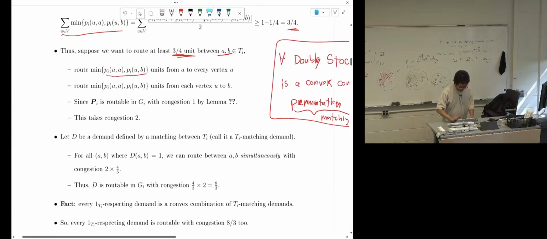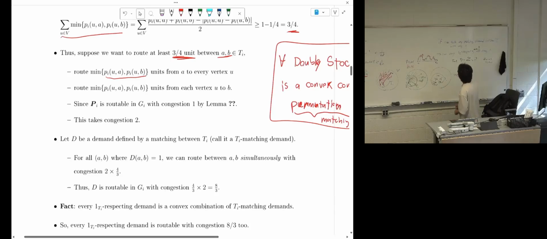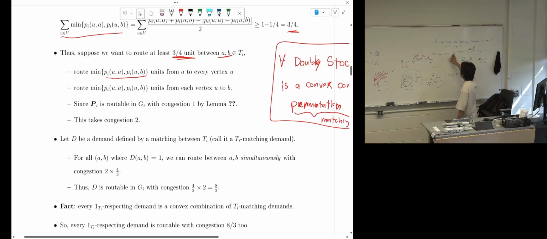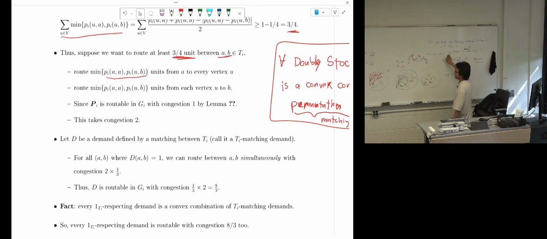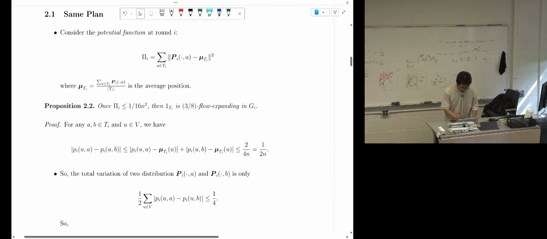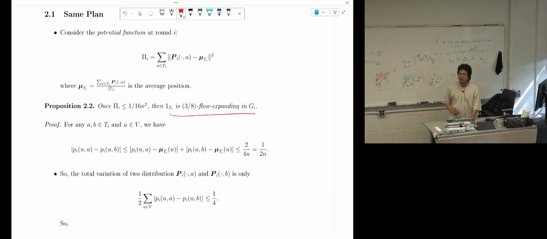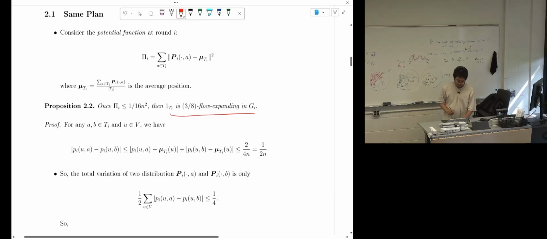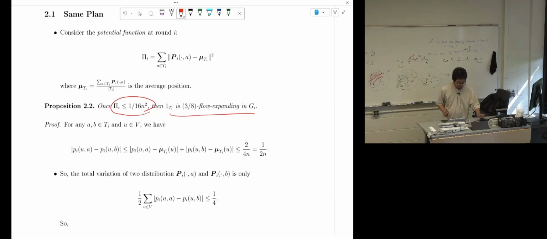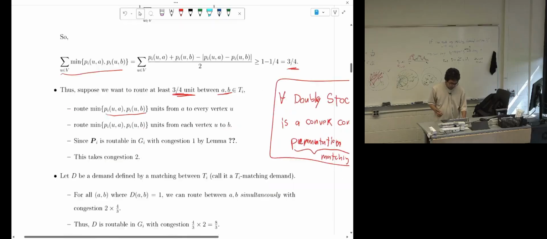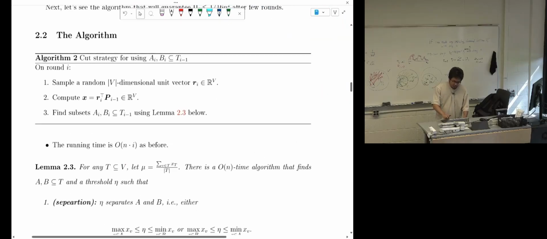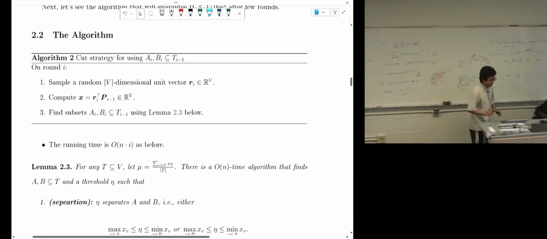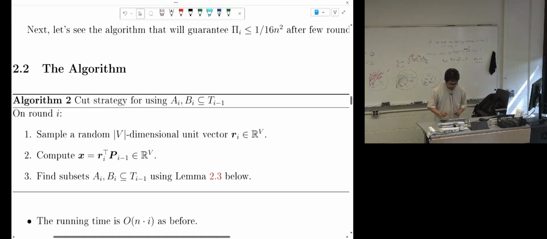Okay. So what does it mean so far? It means that for any demand that respects the indicator of the active set, you can route with congestion 8/3. Okay. So we get this thing. Now let's try to prove that you can reduce the potential. Well, the algorithm is gonna be similar.